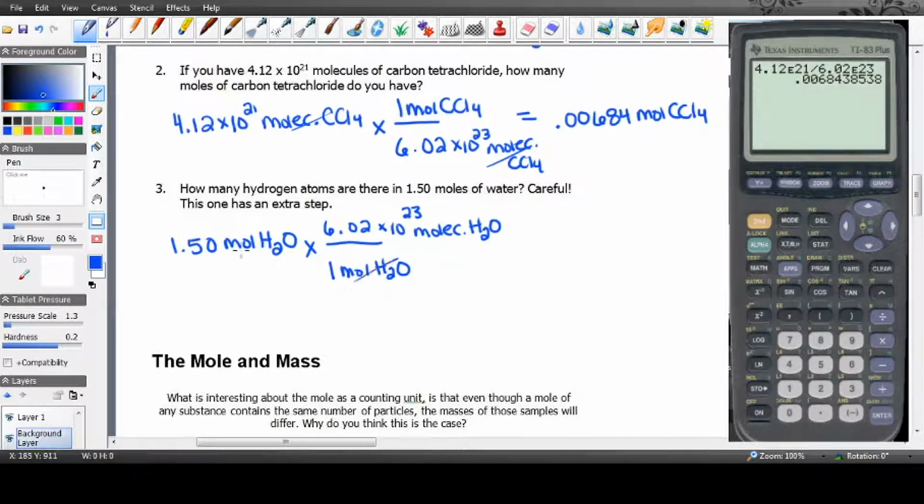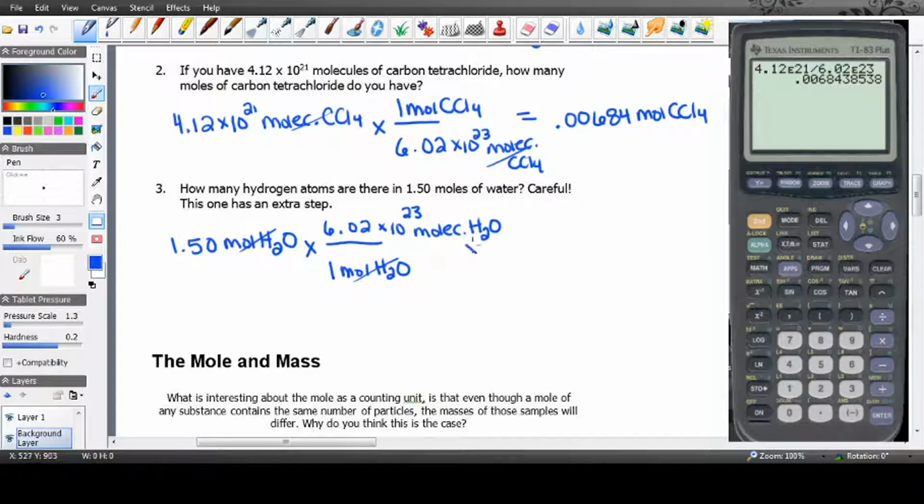My moles of water cancel. Now, if the question was asking how many molecules of water I would have, I'm done. But that's not what the question is asking. It's asking how many total atoms of hydrogen. So now you actually have to look at what a water molecule looks like. And you know that there are 2 hydrogens and 1 oxygen in every 1 molecule of water.